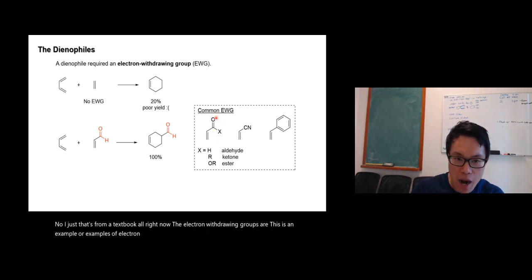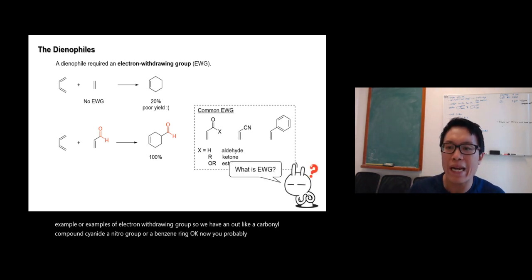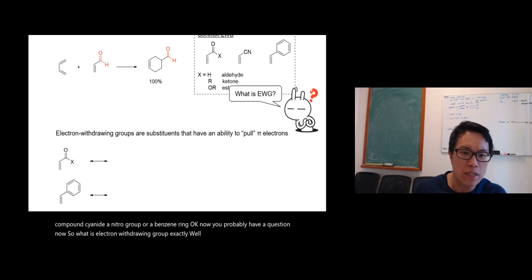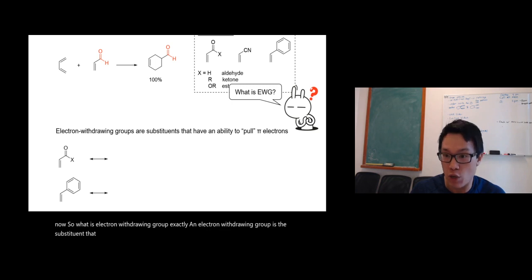So we have like a carbonyl compound, cyanide, a nitrile group, or a benzene ring. Okay. Now you probably have a question now. So what is the electron withdrawing group exactly? Well, an electron withdrawing group is a substituent that has the ability to pull pi electrons.